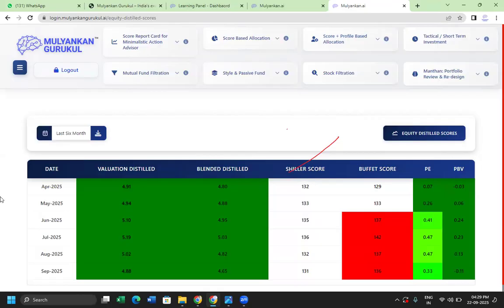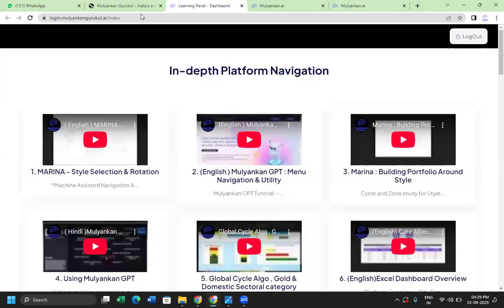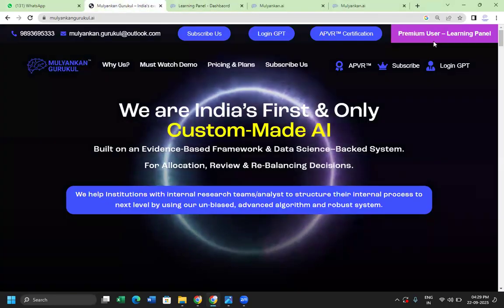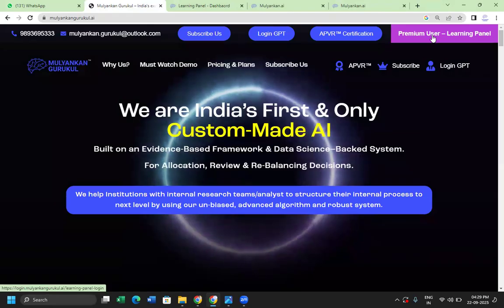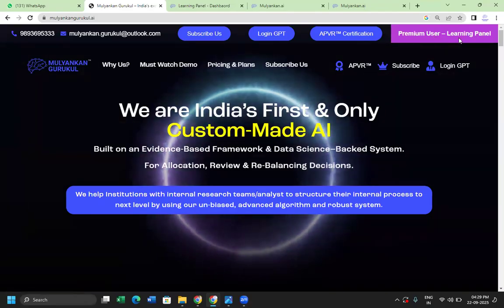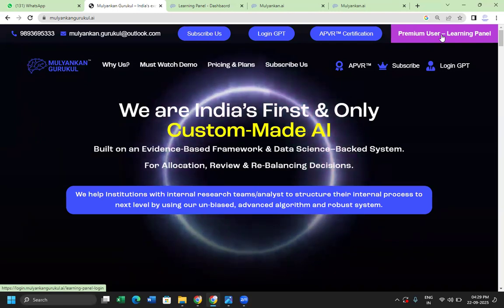Ashish bhai, the premium learning portal you mentioned, I'm not able to see it on my dashboard. You will get the premium user learning panel from our website. Same login, sir. Go to mulyankangurukul.ai, then premium user, and put in your login credentials and password. You will be able to access everything.